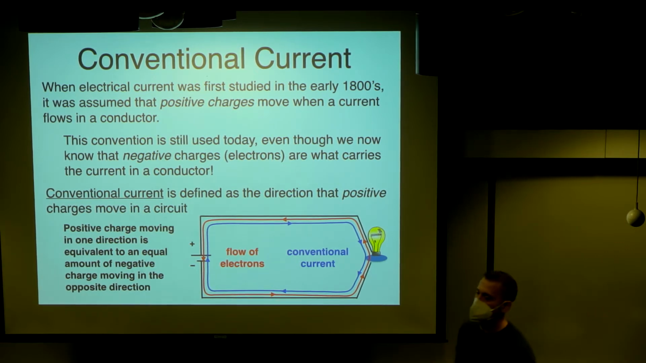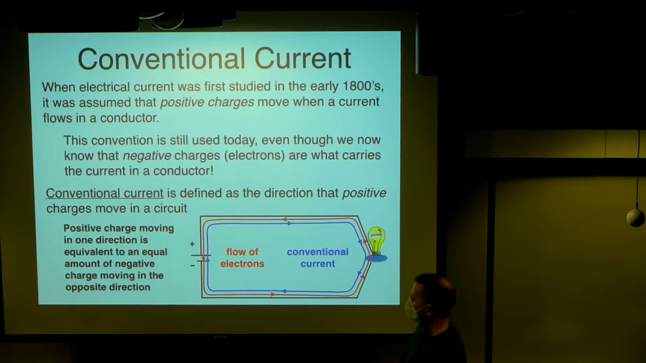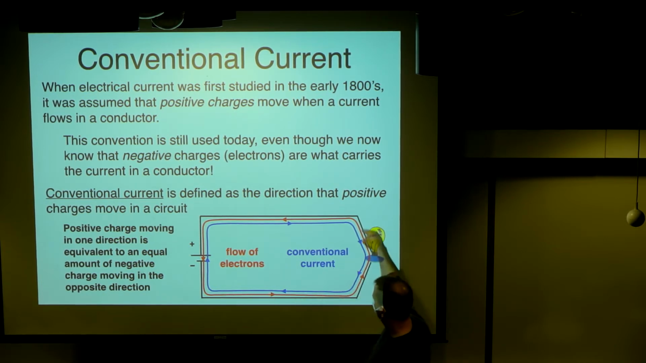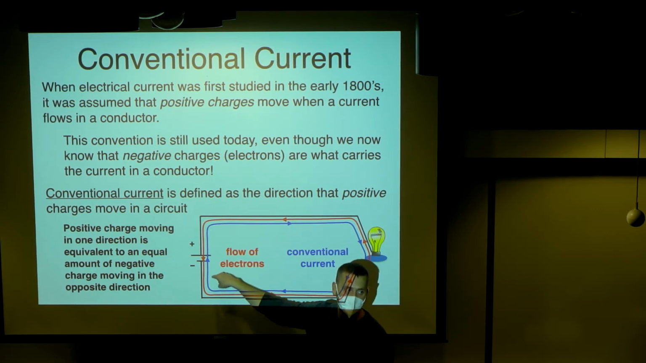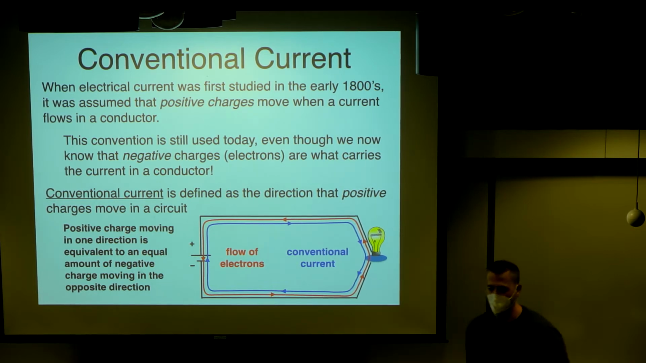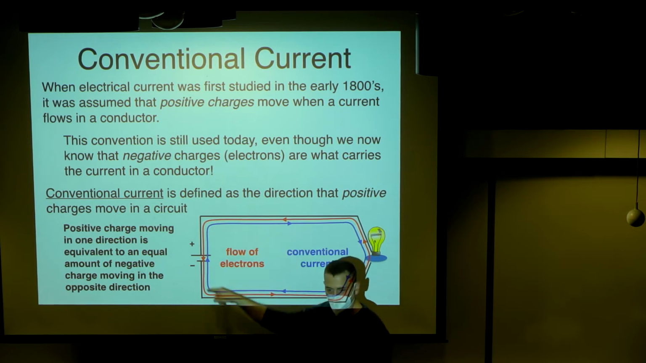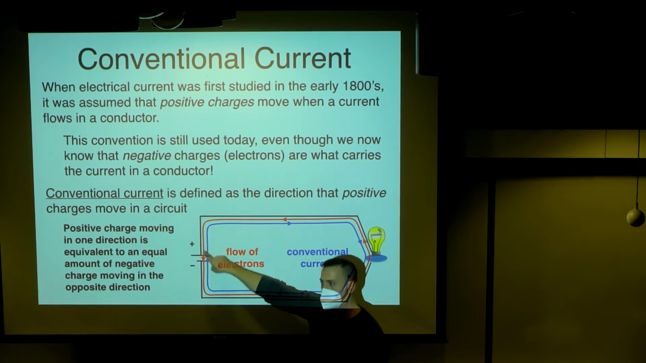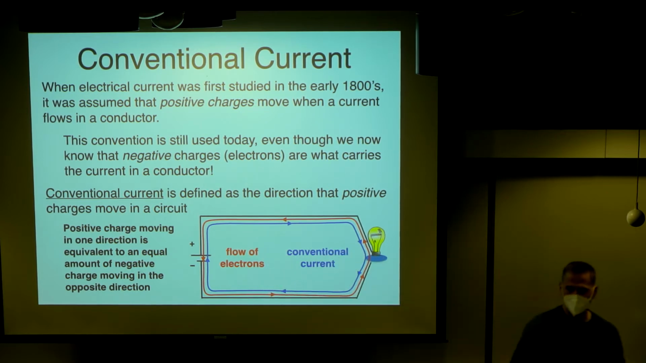The conventional current, however, just goes the opposite way. Because it turns out negative charge moving this way is the same as an equivalent amount of positive charge moving in the opposite direction. And that's the idea behind conventional current. We really know it's negative charge moving this way, but just for descriptive purposes, we act as if it's positive charge moving the other way. Those are equivalent mathematically.